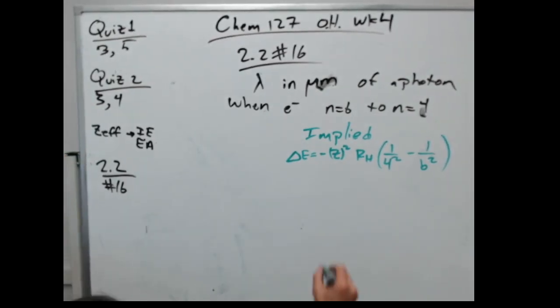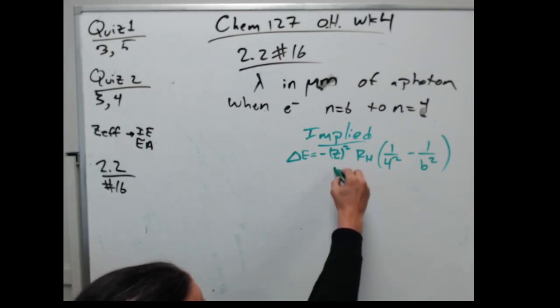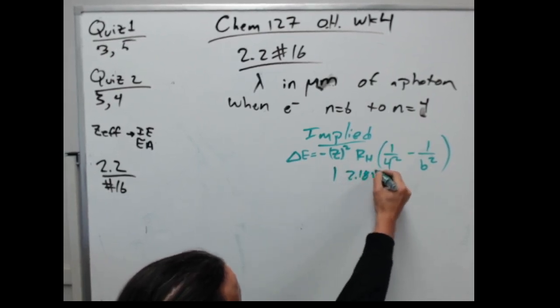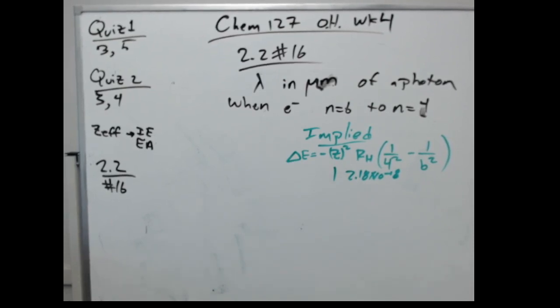As soon as we see a problem like this in this quarter, and this is just a categorization thing of how we think about it, whenever I see two n values, Rydberg equation. It's given on the equation sheet. It's the only thing that has two n values, so probably the Rydberg equation. Since it tells me it's hydrogen, I know Z is equal to 1. I know the Rydberg constant is 2.18 times 10 to the minus 18. So I can solve for my energy change in the atom.